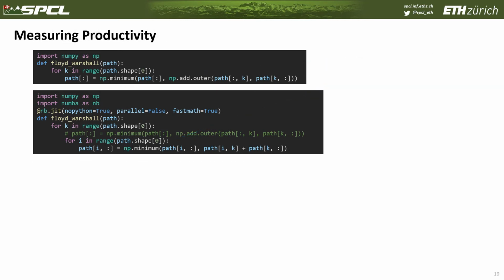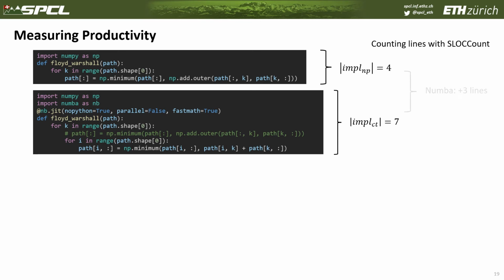To measure productivity, we provide two different metrics that are based on counting the lines of the programs with SLOCCount. If we go back to the example of Floyd-Warshall, the original Python NumPy code is 4 lines long. The adapted code for Numba is 7 lines long. So the first metric is the absolute difference in total number of lines. So in the case of Numba, this is plus 3 lines.